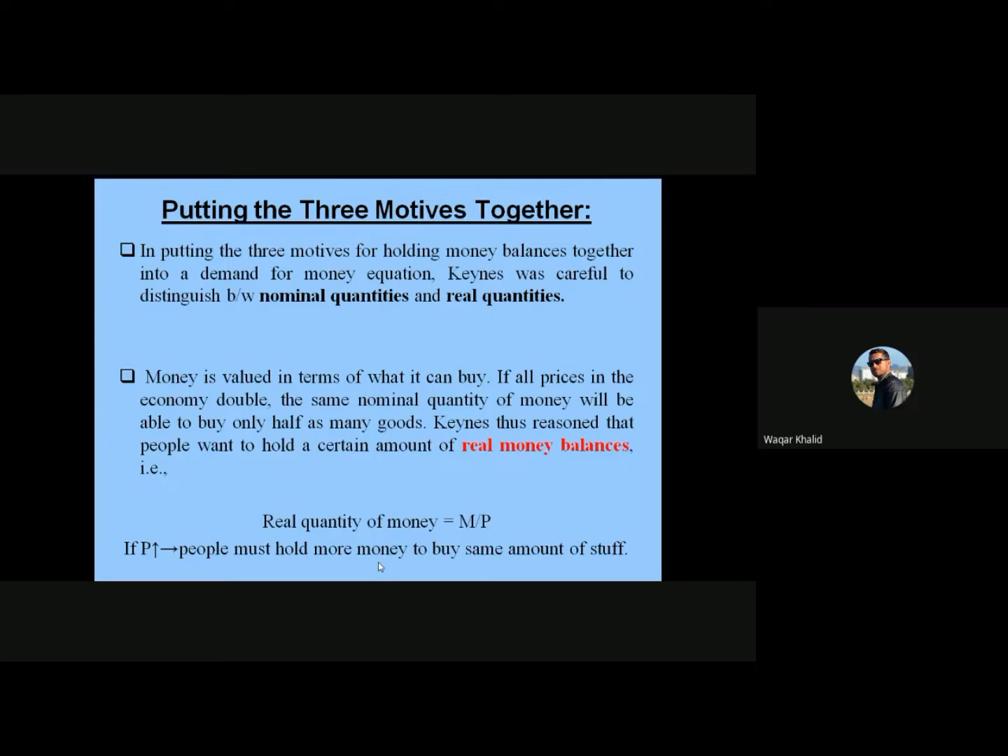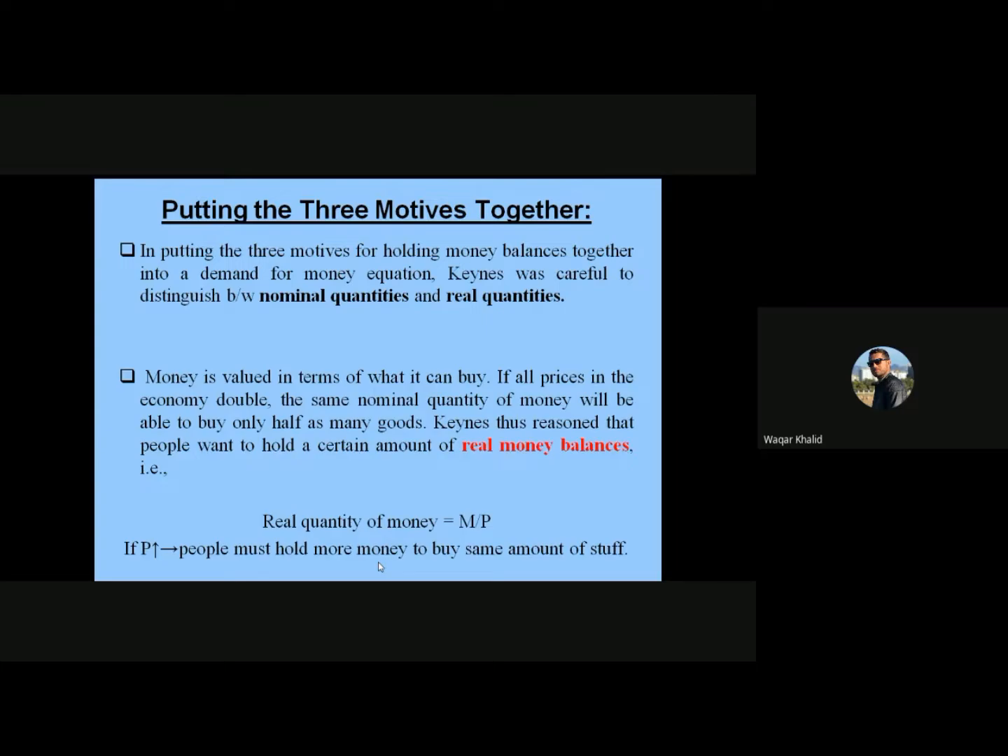If all prices in the economy double, the same nominal quantity of money will be able to buy only half as many goods. For example, if the price level increases in an economy, you would be able to buy less than before the price increase. Money is valued in terms of what it can buy, which means the purchasing power of money. Keynes thus reasoned that people want to hold a certain amount of real money balances.